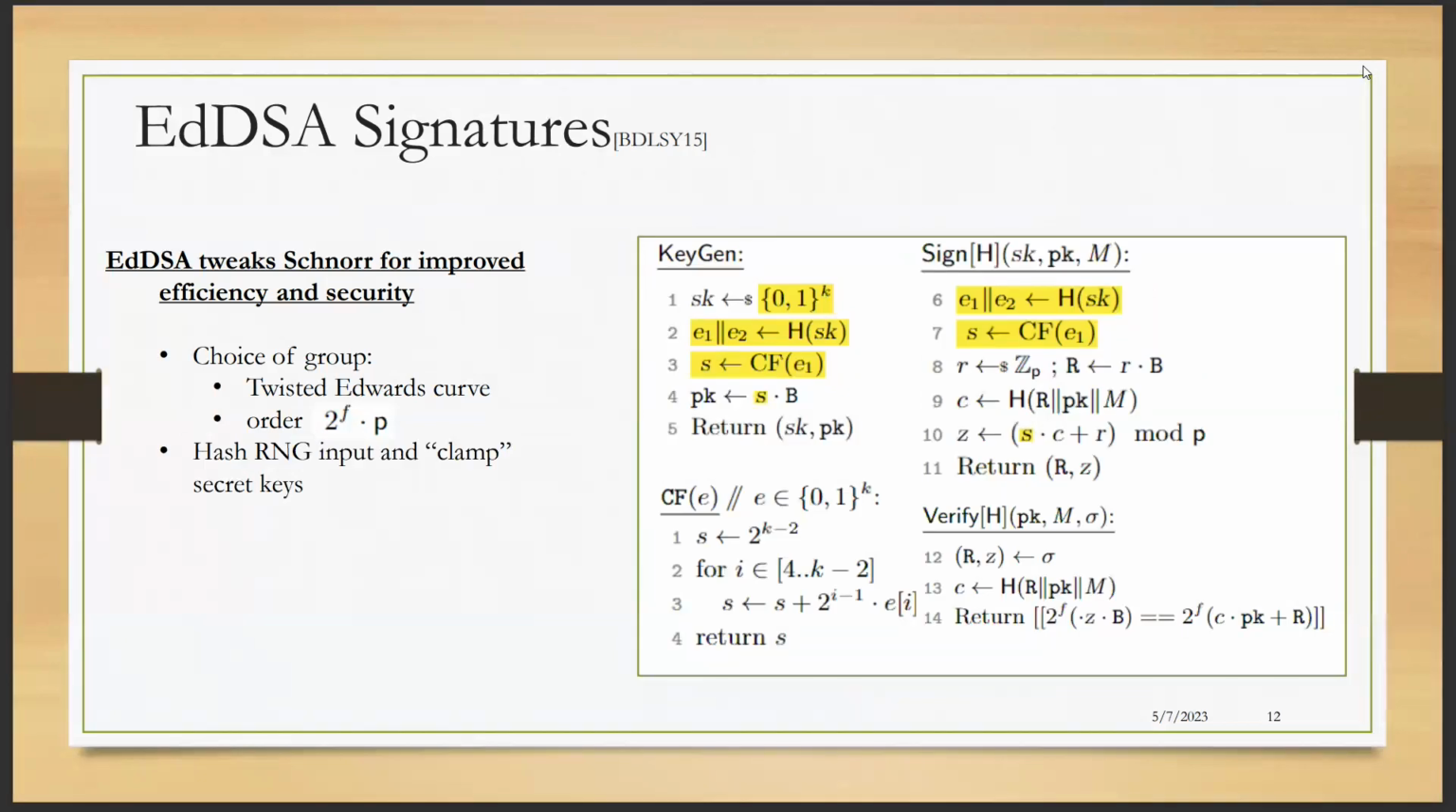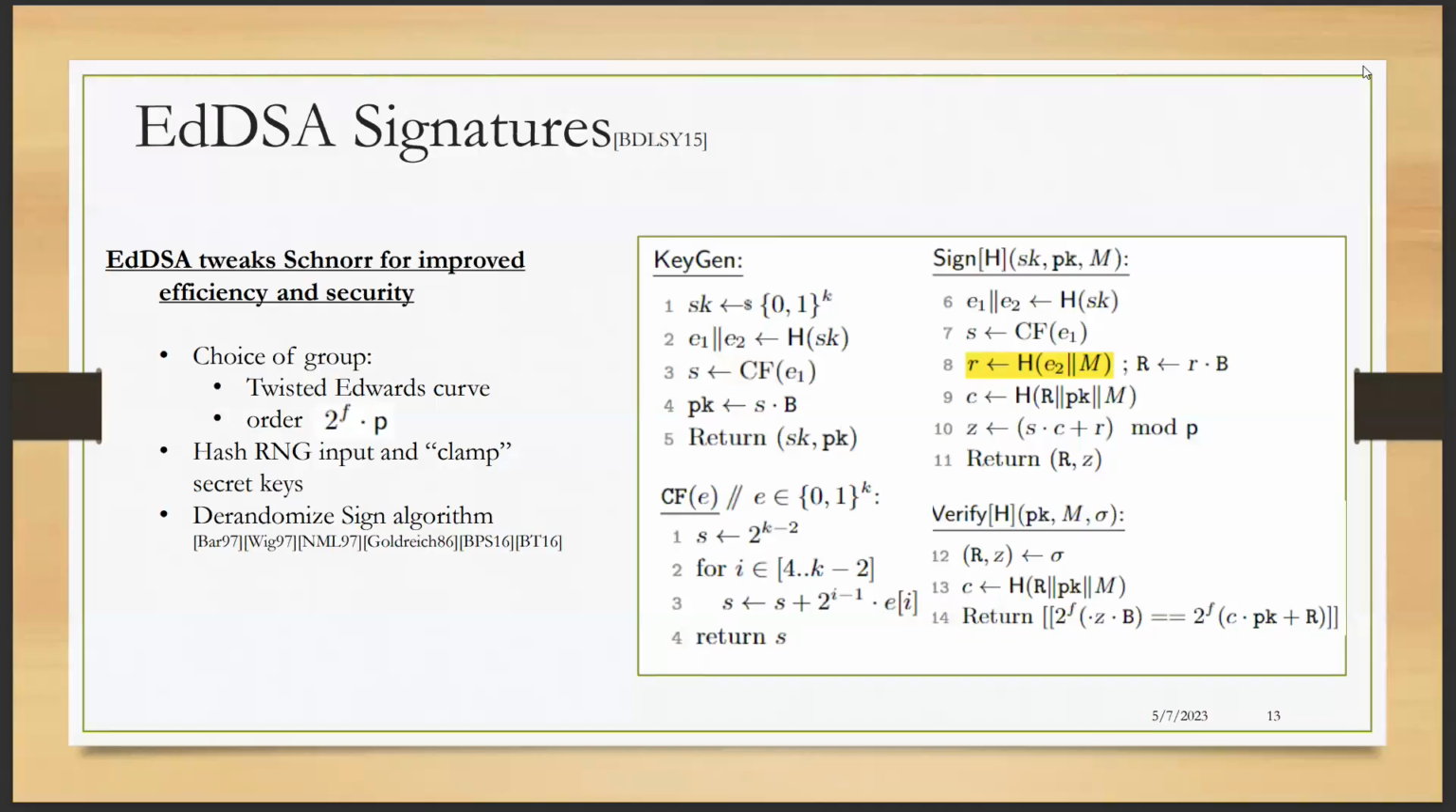The second tweak that EdDSA does is it handles the possibility that the secret key is generated by a biased random number generator by expanding the secret key using the same hash function used in Schnorr. And we also perform a little bit of formatting on that secret key called clamping. In this case, what we're doing is we're setting the high order bit of the secret key to 1 and the 3 low order bits to 0.